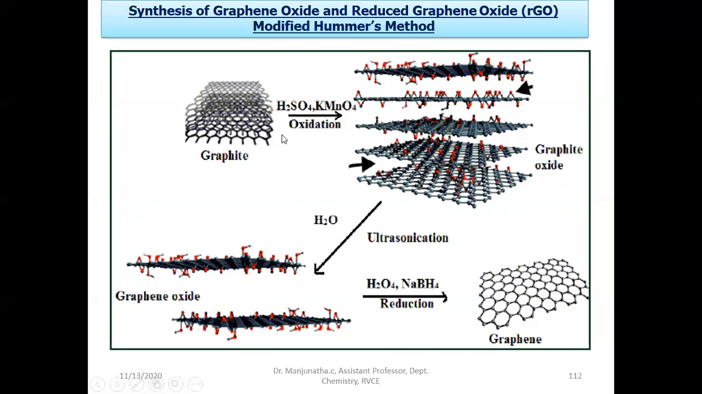So this modified Hummers method involves three steps. The first one is oxidation of graphite. You will get graphitic oxide. Then ultrasonication, you will get graphene oxide. All the layers get separated. Then it is subjected to reduction using sodium borohydride. You will get graphene.